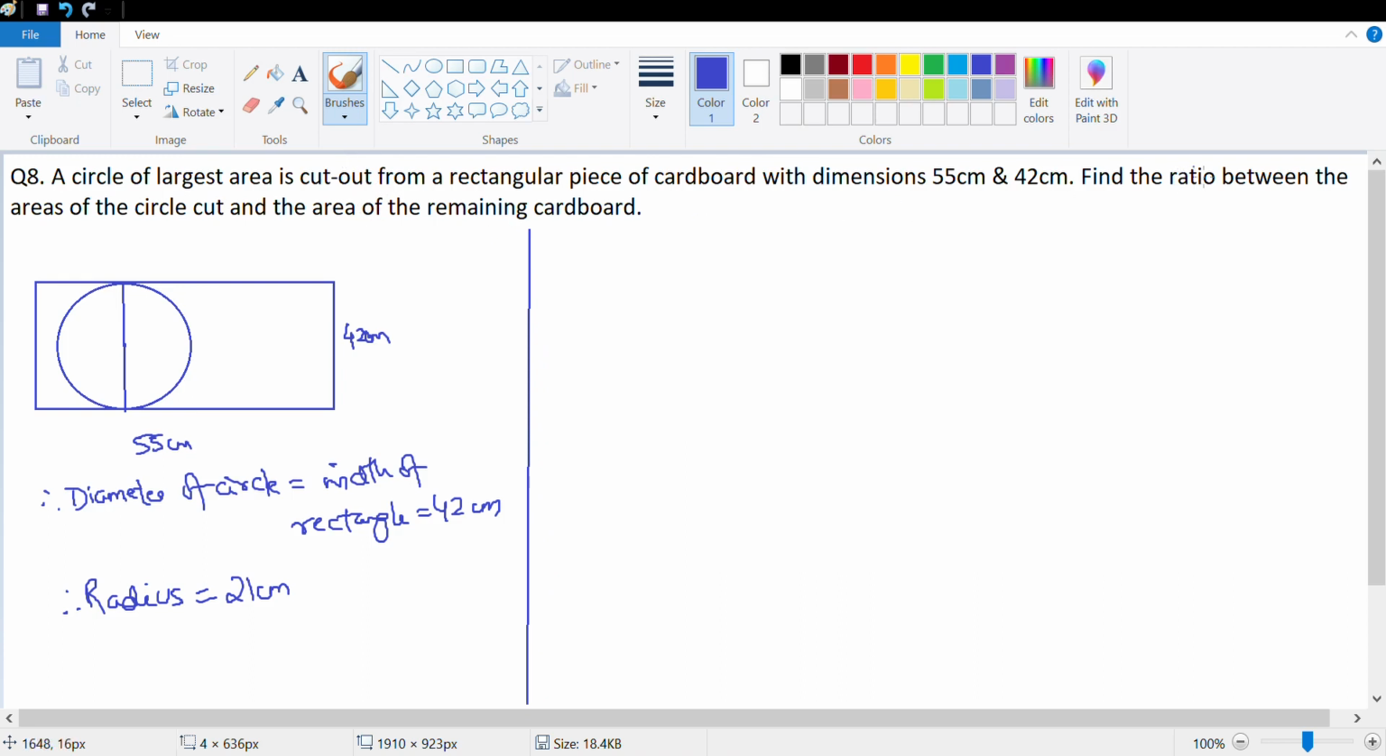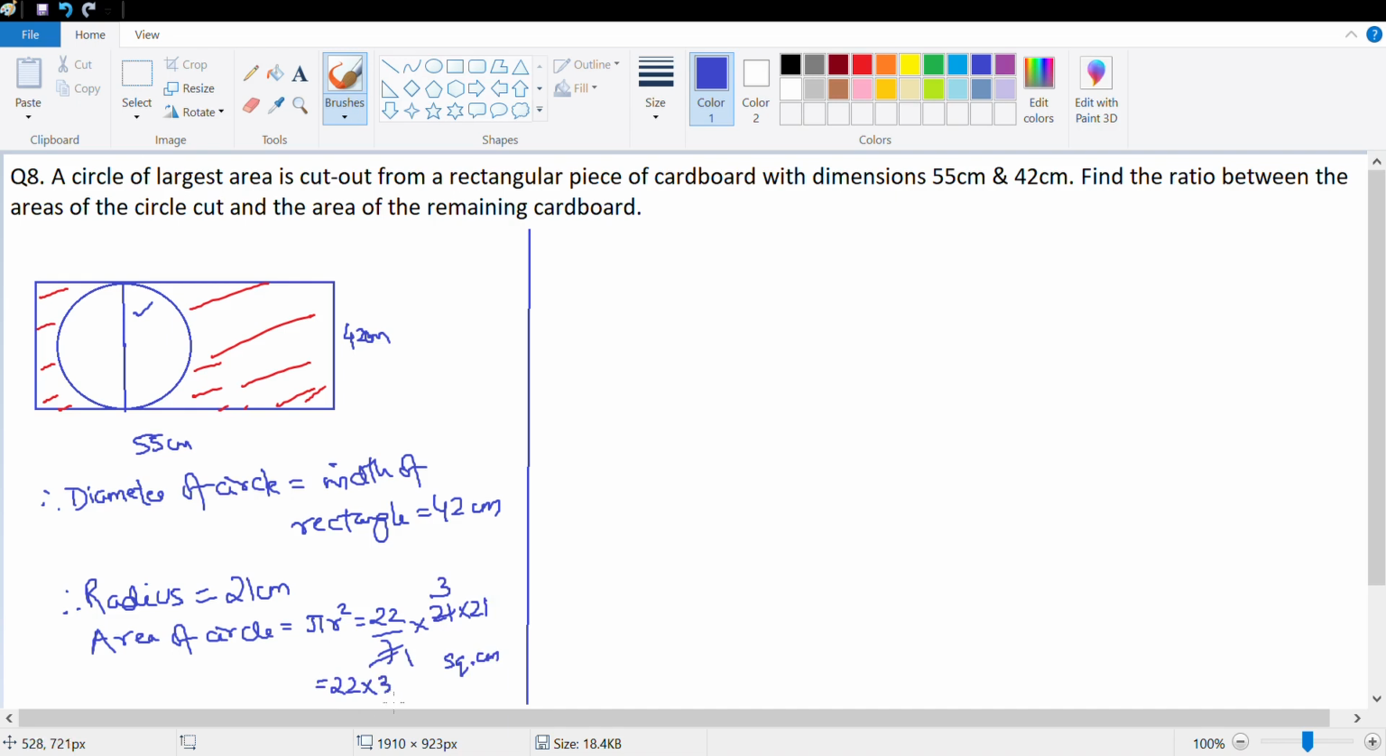Done. Find the ratio between the area of the circle and the area of the remaining cardboard. Okay, so if this area is gone, what they want us to find is the ratio between the area of the circle and the area of the remaining cardboard. So let's just find the area of the circle first. Area of circle is equal to pi r square. In this case 22 by 7 into 21 square centimeter. So that's 7 threes are 21, so this is 22 into 3 into 21 square centimeter.